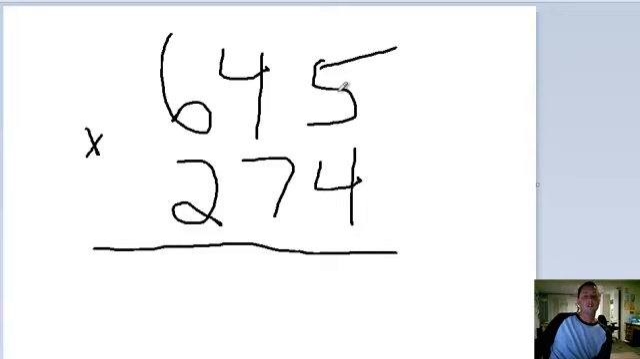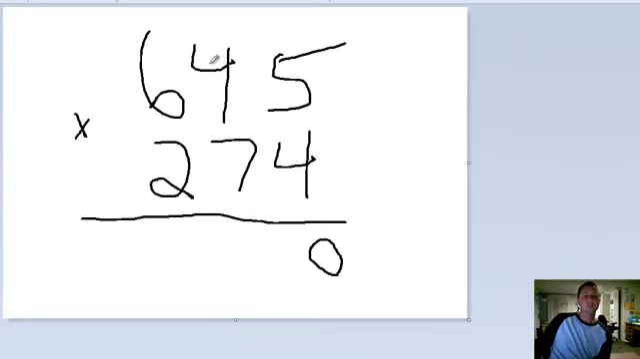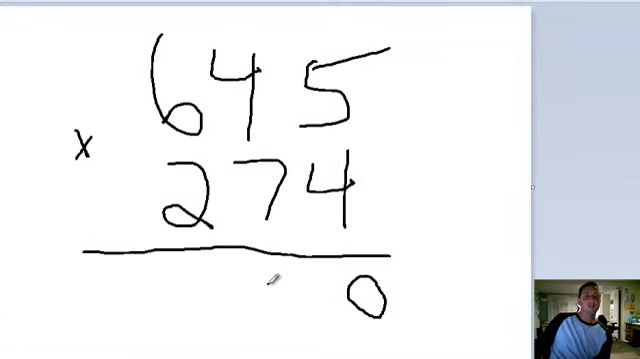First, 4 times 5 is 20. Write the 0 down, carry the 2 mentally. 2 plus 16 is 18, plus 35 is 53. We write the 3, we carry the 5 mentally. 5 plus 24 is 29, plus 10 is 39, plus 28 is 67. Write the 7, carry the 6.